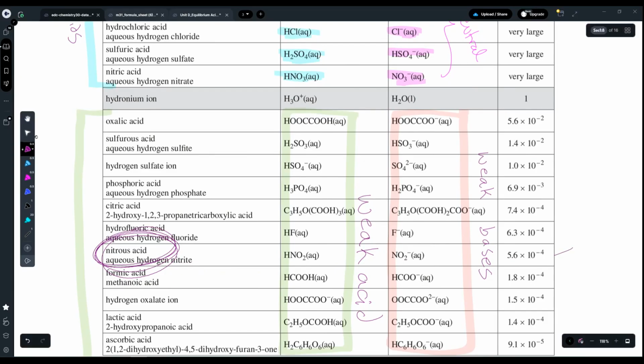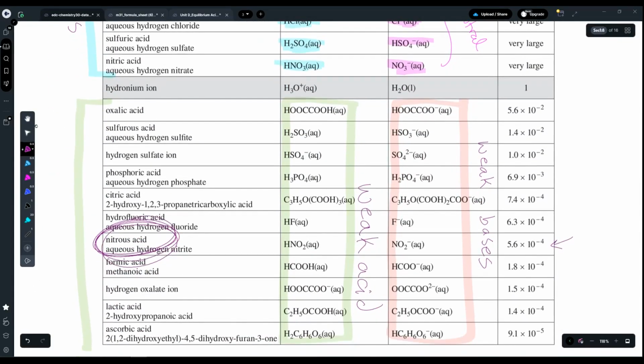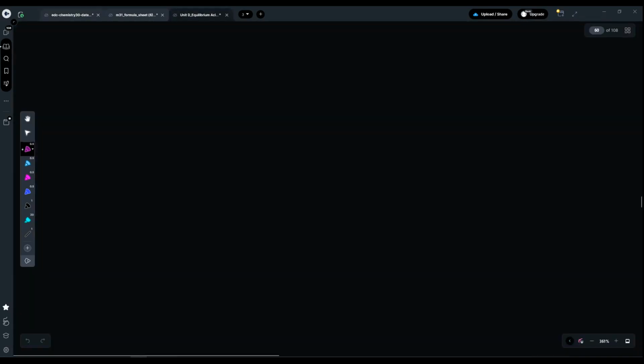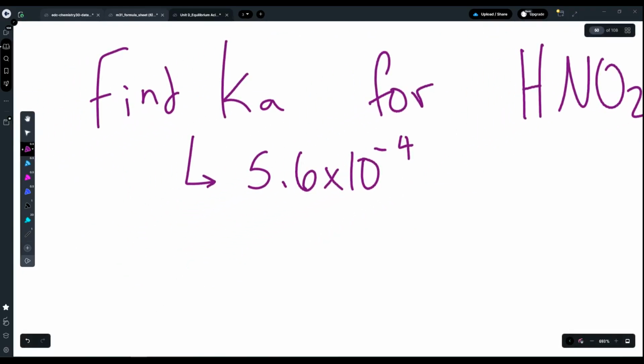So remember that these values on the far right hand side are only Ka values. They only apply to the substances in the acid column. So the Ka value for nitrous acid is 5.6 times 10 to the negative 4. Now, since this is a constant, just keep in mind for the final answer that we are not going to use this to determine sig digs because it is a constant.